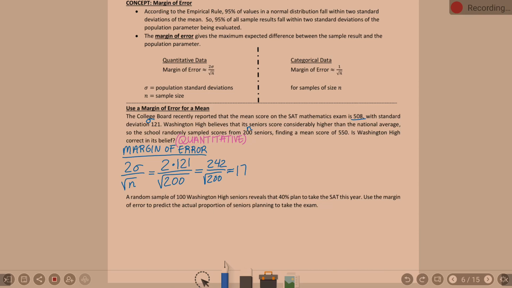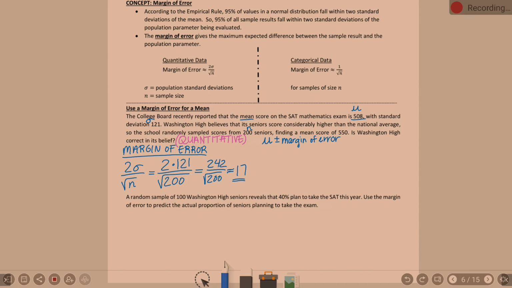Because here's the deal, I want a range. This is my margin of error. So the idea of margin of error is that it can go 17 below or 17 above. 17 above and below what? What's the middle? 508. Our mean, which is 508. Or if you remember, mean, mu. So what I'm going to look at here is the mean plus or minus the margin of error.